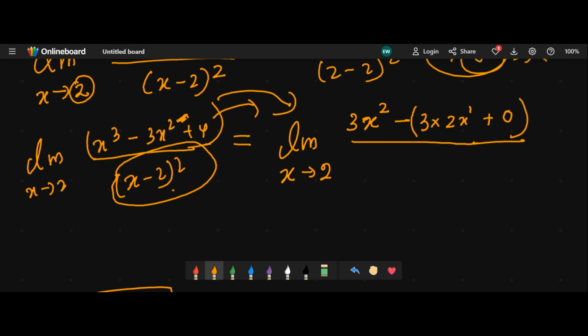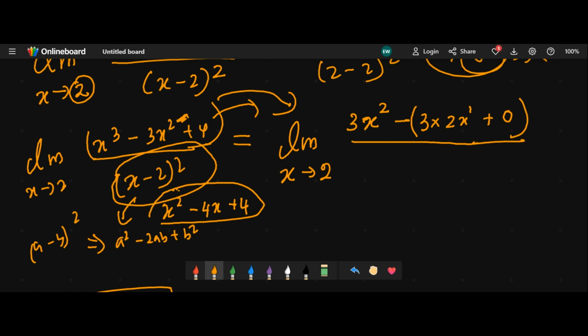In the below part, what you can do is, first of all, expand this. If you expand (a minus b) whole squared, it will be a squared minus 2ab plus b squared. So it will be x squared minus 4x plus 4. So you have to differentiate this. So x squared, if you differentiate that, 2x.